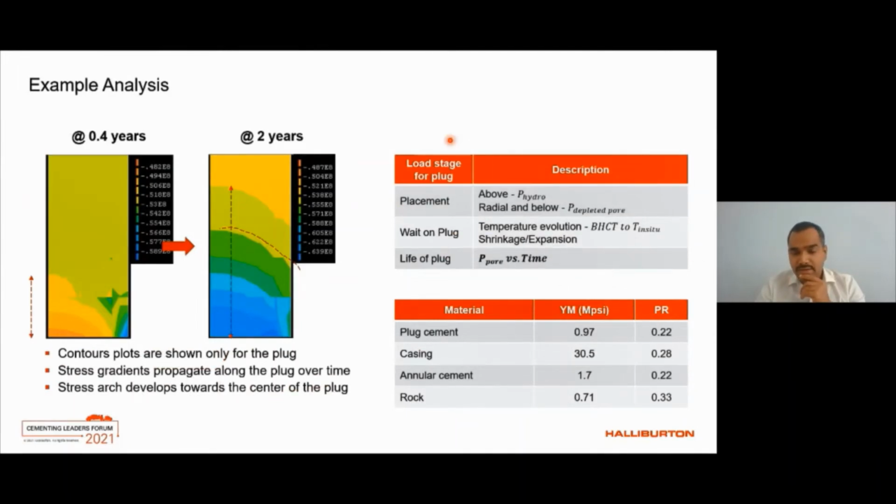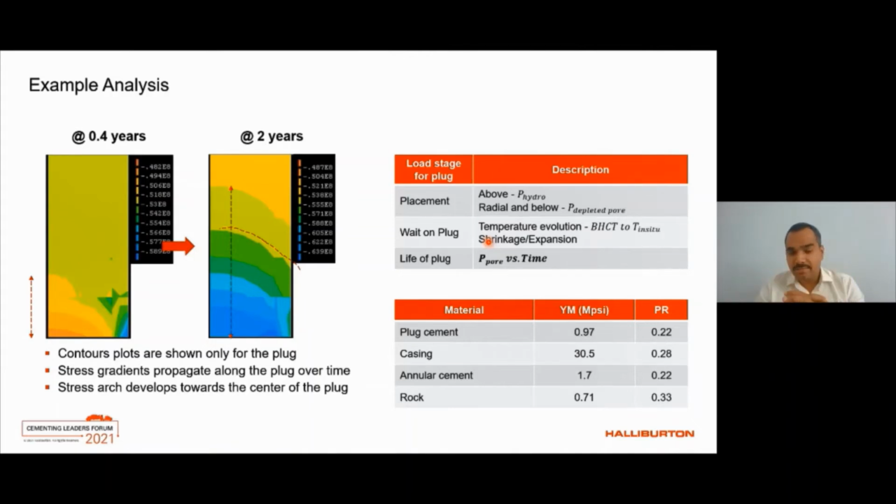If I can focus on the right in terms of what are the load stages being applied, there is a placement part where there's pressure above the plug, which is hydrostatic, and then there is a radial pressure coming from a depleted pore formation. And then there's a weight on plug. During weight on plug, there's a temperature evolution. The plug itself is going from circulating temperature to the in situ temperature over time, and there are radial gradients of temperature, by the way. And there's a shrinkage and expansion within the plug. And when I say the word life of the plug, we are simulating a potential case of pore pressure building over time.